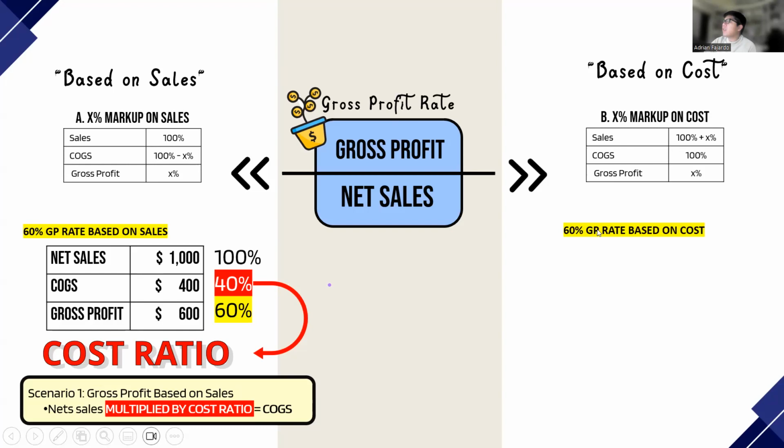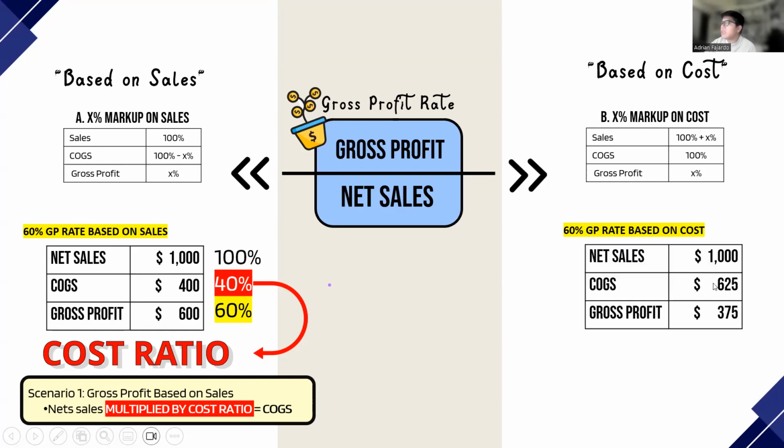What if 60% gross profit rate based on cost? Ang ibig sabihin, we're gonna follow this. Ang 100% is yung COGS. So if you look at it, ang 100% natin is the cost of goods sold. So 100%. Meaning, yung 60% is 625. So how did I get 1,000?